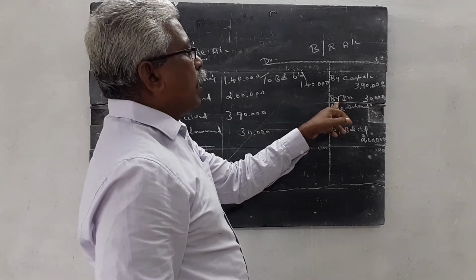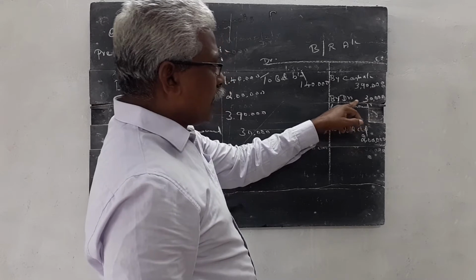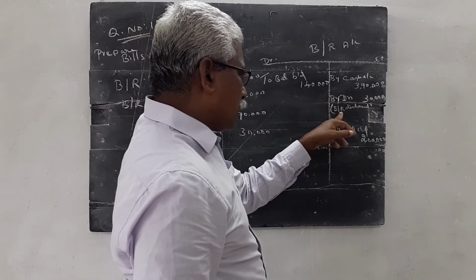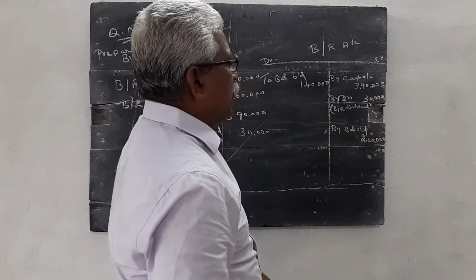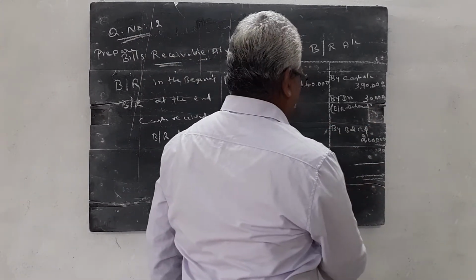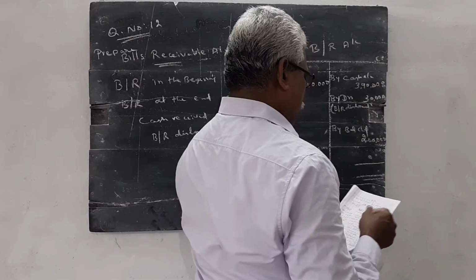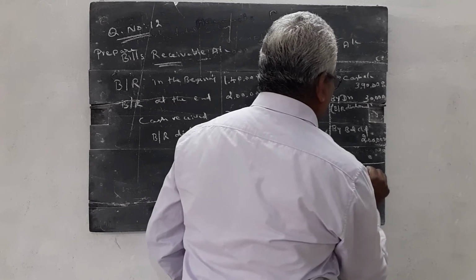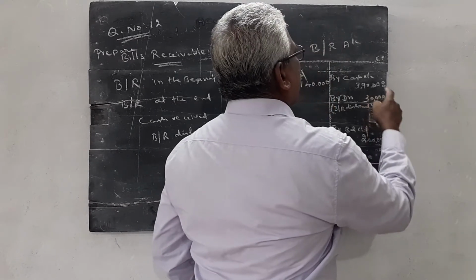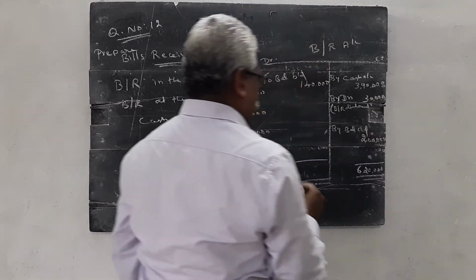Here we use the word by debtors account. This amount is entered in the sundry debtors account also. So the bills receivable dishonored is entered within the bracket. Then we write the total. The total is entered here and here. This side total is 6,20,000. 3,90,000 plus 30,000 plus 2 lakh is equal to 6,20,000.